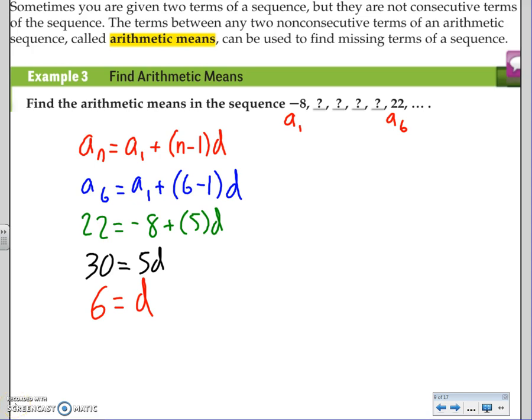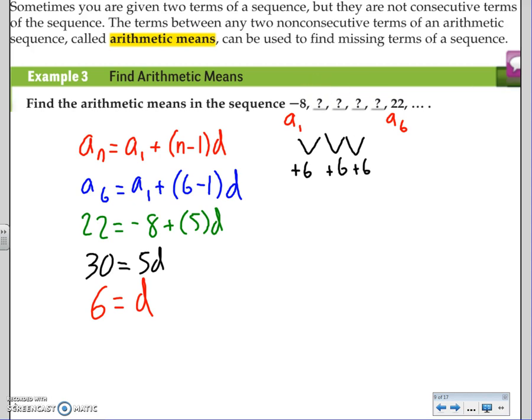Now that we know the common difference, we're going to use it. We're going to add it. So -8 plus 6 makes this 14. Now use blue. Alright, then 14 plus 6 will make this 20. Alright, 20 plus 6 will make this 26. Oh, I'm bad at math.